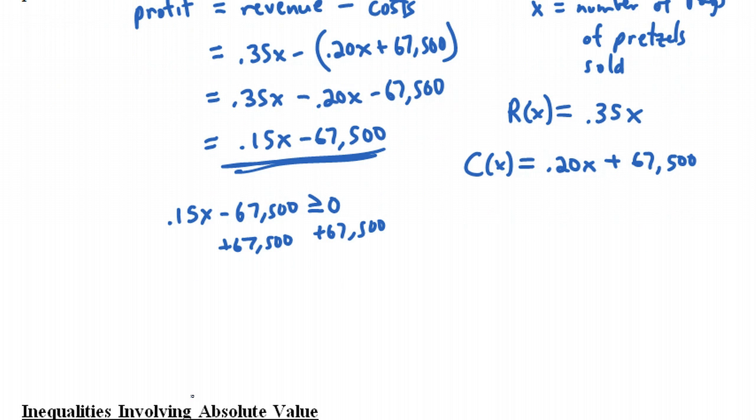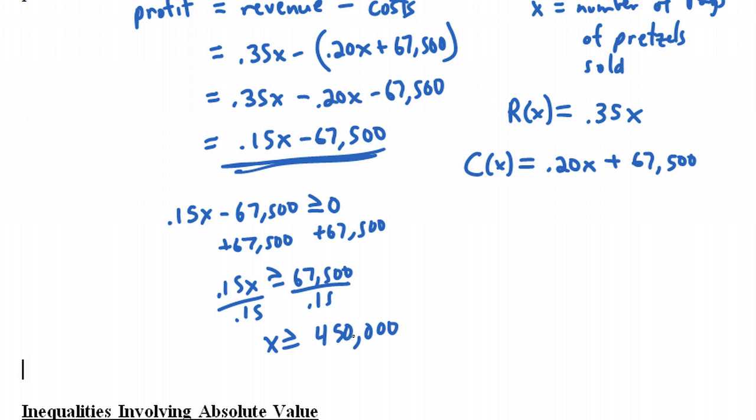What we end up with is 0.15x is greater than or equal to 67,500. If we divide both sides by 0.15, we end up with x greater than or equal to 67,500 divided by 0.15. I figured this out on a calculator and it ended up being 450,000. So what does that mean? Is that $450,000? No, that's 450,000 bags of pretzels that you would need to sell in order to get a profit.